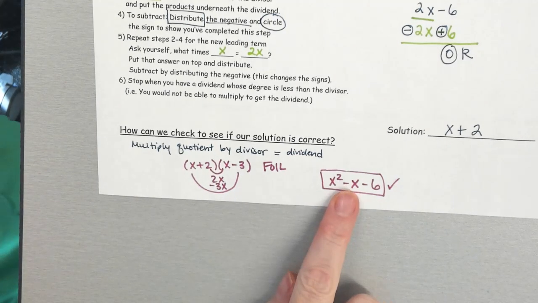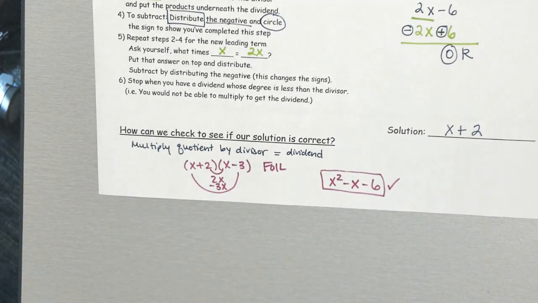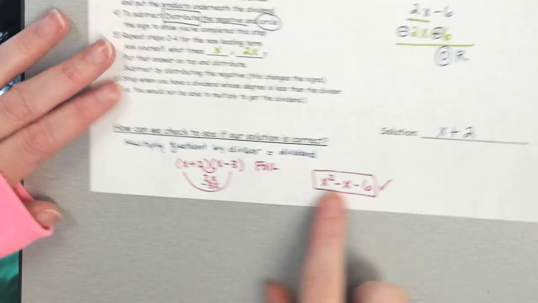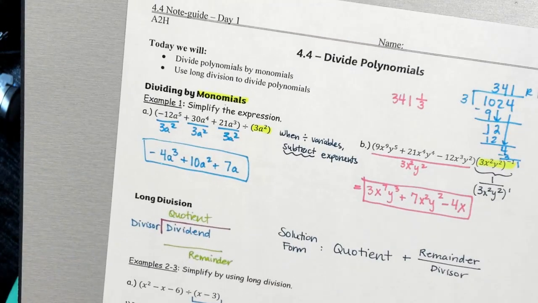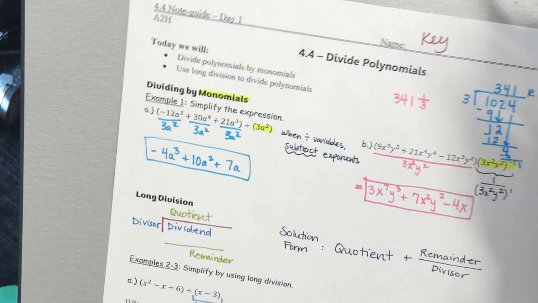Okay, checking is not something that you have to do. I just want to show you how you could verify on a test or a quiz how you got it right, if you were unsure. But you do not have to check. I just want to show you how you could check that. I'm not requiring you to do that to get all your points, okay?